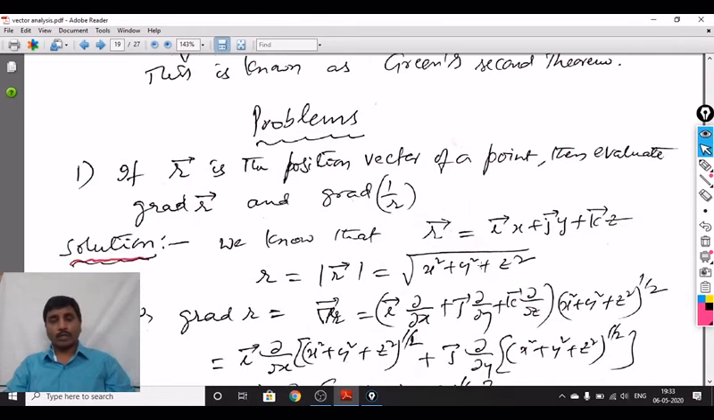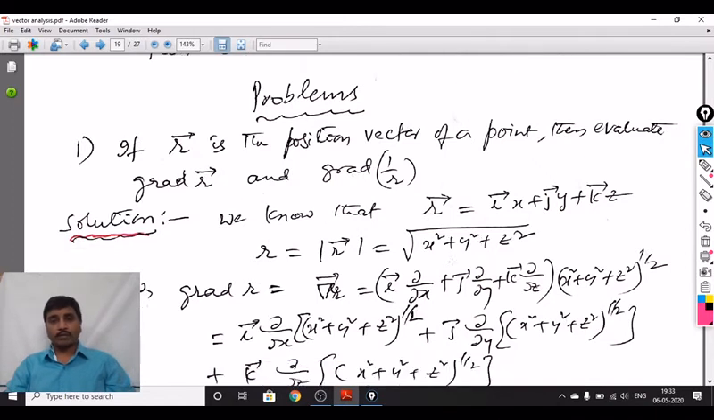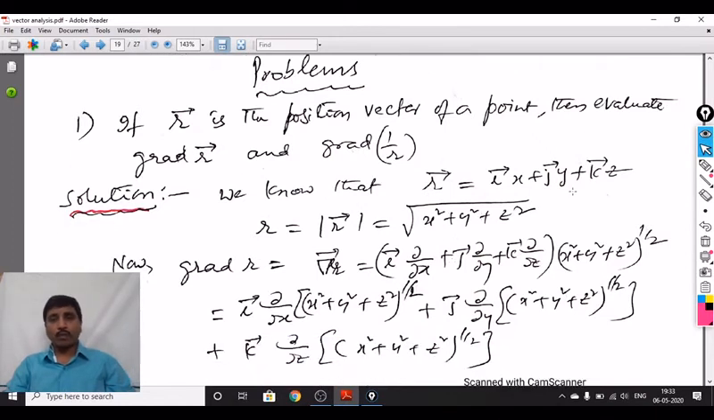I want to discuss some problems in the vector analysis chapter. First problem: if r bar is the position vector of a point, then evaluate grad r and grad 1 by r. Solution: how to solve this problem? In the given data, r bar means a position vector of a point. r bar can be expressed in terms of i bar, j bar, k bar as r bar is equal to i bar x plus j bar y plus k bar z.